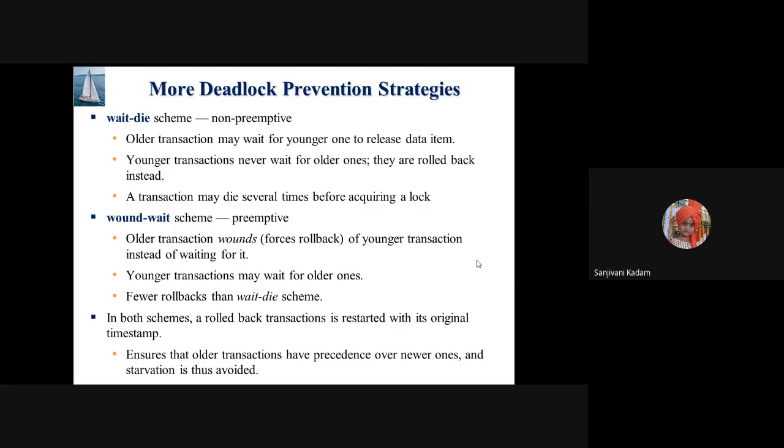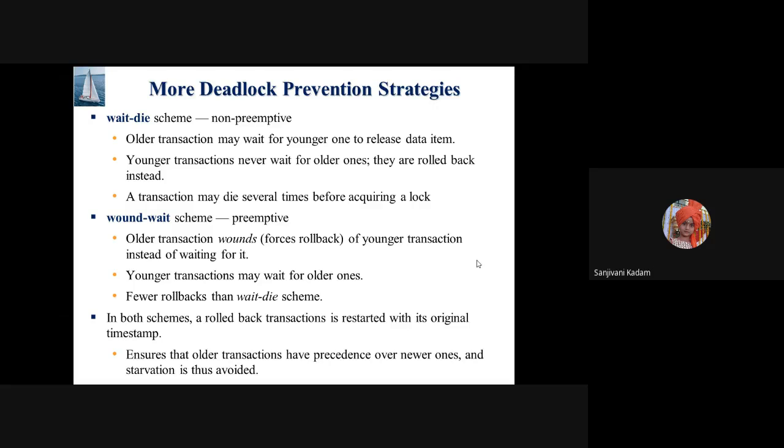Next, wound-wait. In the previous scheme, the older transaction waits and the younger transaction dies, that is, it is rolled back. But the wound-wait scheme is a preemptive scheme. Preemptive means that the transactions having higher preference need not wait, and they will get the data items immediately. But in case of non-preemptive, first come first serve is followed, and hence there will not be any priority-based scheduling.